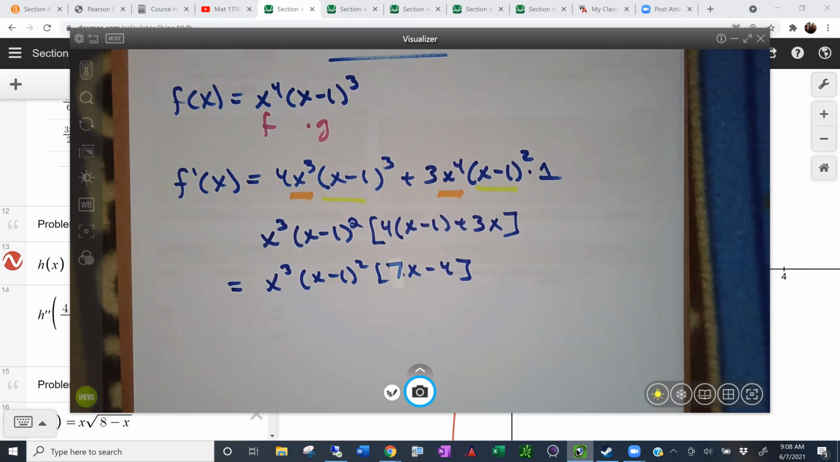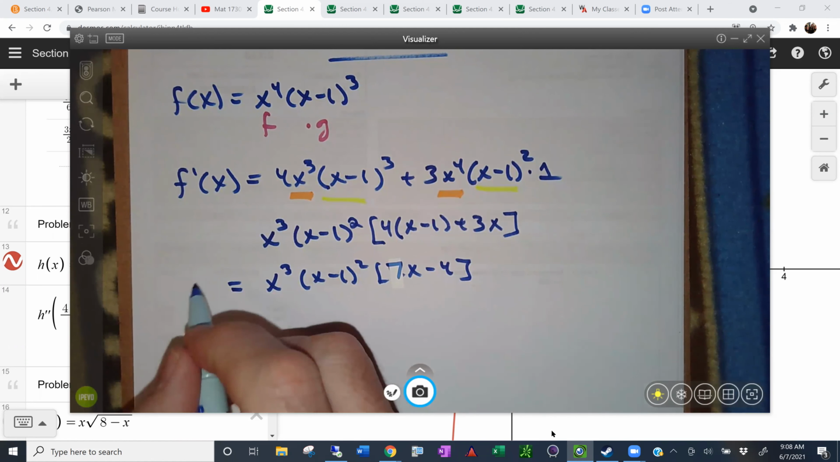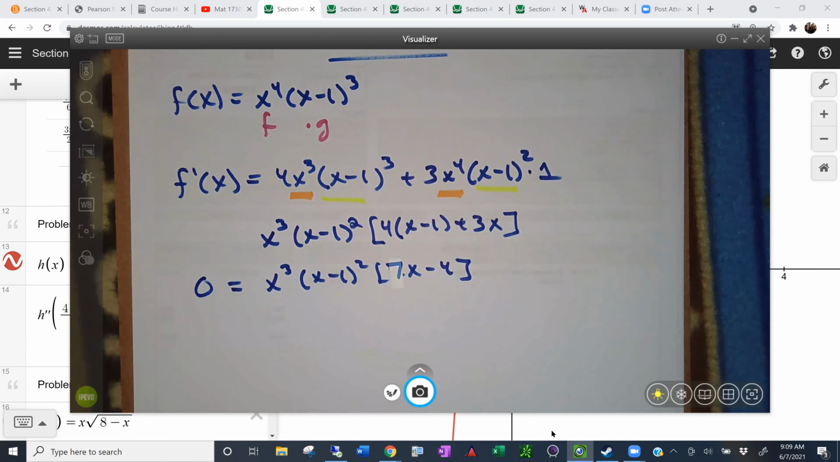How do you find critical points of a graph? What is a critical point defined as? It's where the derivative does what? Doesn't exist. 0. Equals 0 or doesn't exist, right? So in our case, if we set that equal to 0, the nice thing is that it's already factored, right? And we can pretty easily see where this is equal to 0.